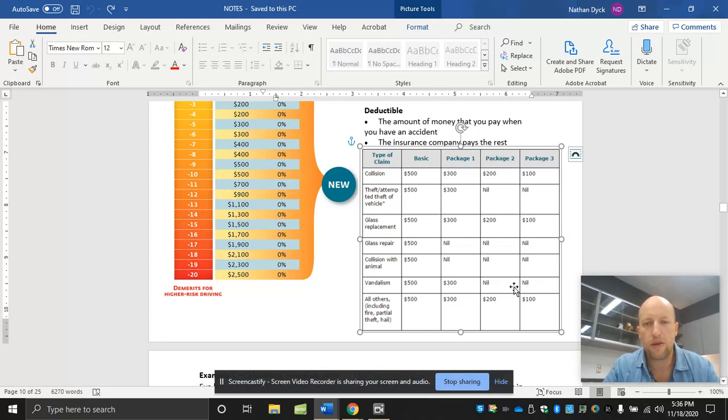Vandalism, same thing. You don't have to pay the $100 or $200. And again, you're always paying less if you do have to make a claim. So the question is, how likely are you to get a claim? How likely is your car to get vandalized, or for you to get in a car accident, or even for somebody else to hit you, or for there to be hail?